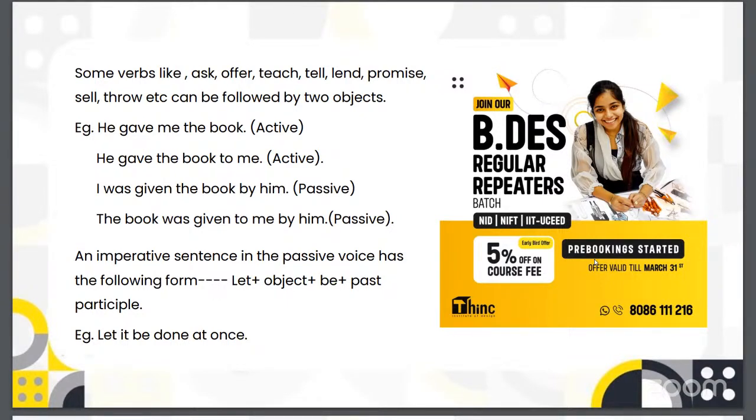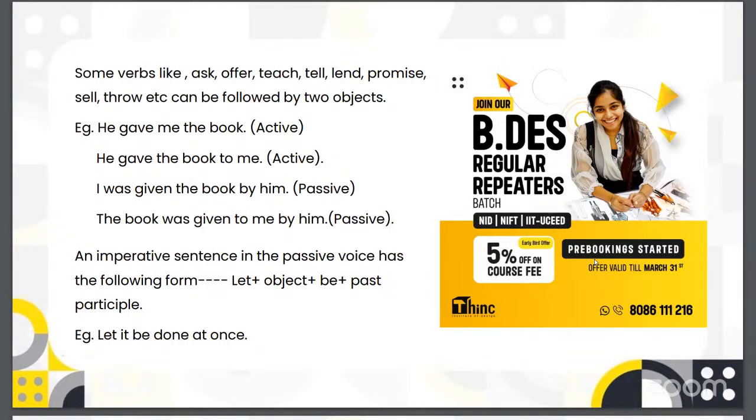An imperative sentence is a sentence which gives orders. Orders or commands is the meaning of imperative. So an imperative sentence in the passive voice has the following form: let plus object plus be plus past participle. This is a structure which you have to follow.